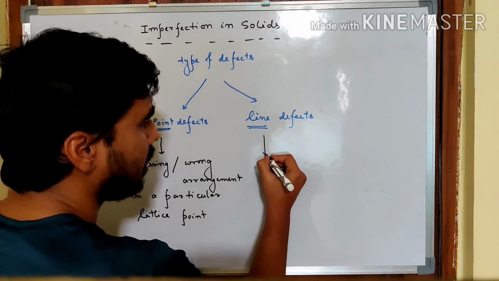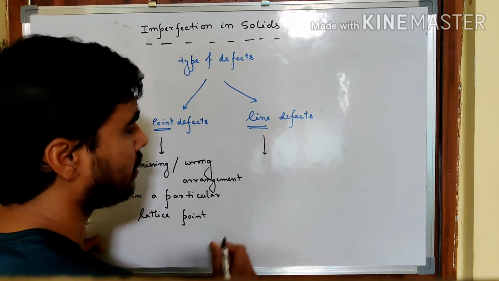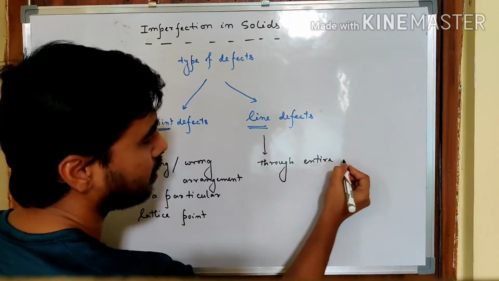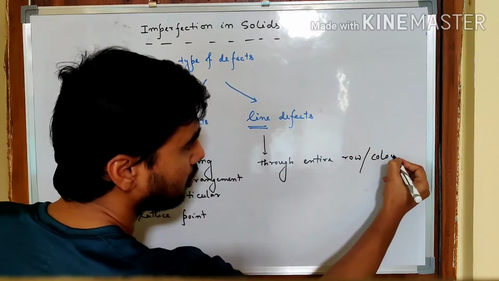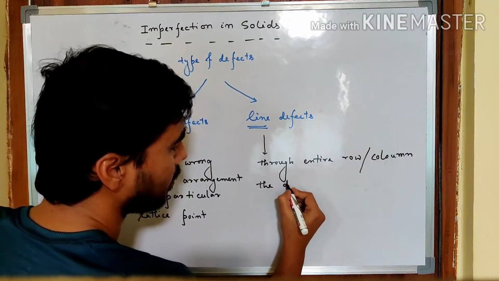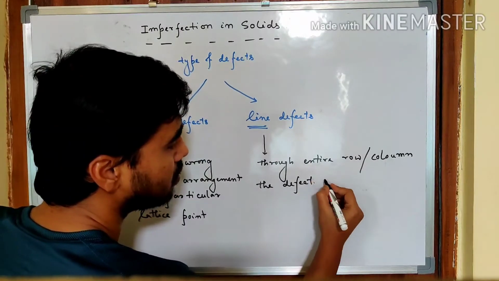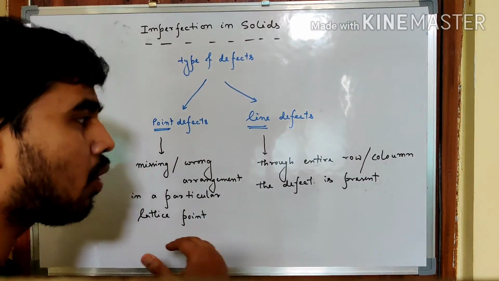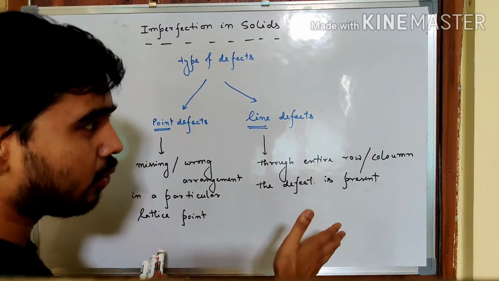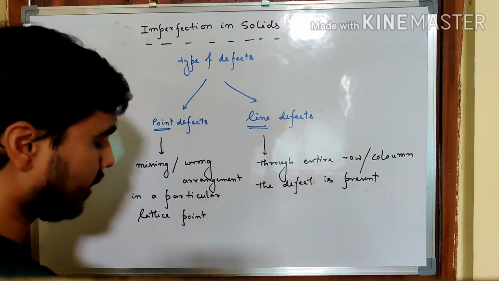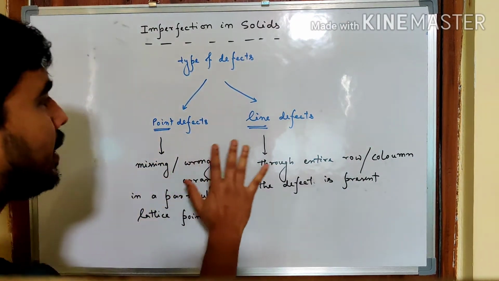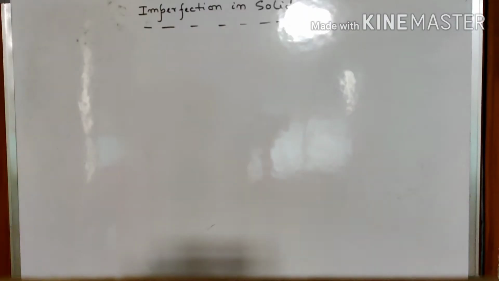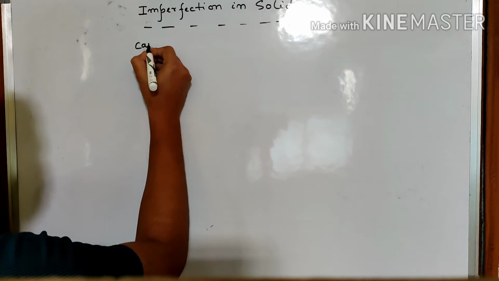Next is the line defects. Line, as the name suggests, is not only about a particular point. Through the entire row or column, the defect is present. That means it is not only about a particular point. The defect is throughout the solid, either in a particular row or in a particular column. So it is in a line, either from left to right or from top to bottom. So these are the mainly two types of defects, but as per the syllabus, our main focus will be on point defects.